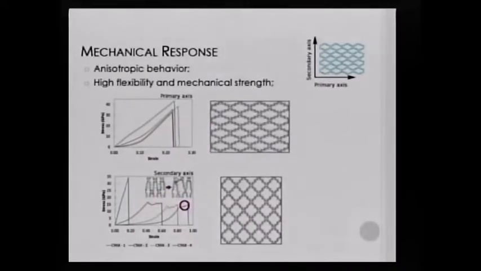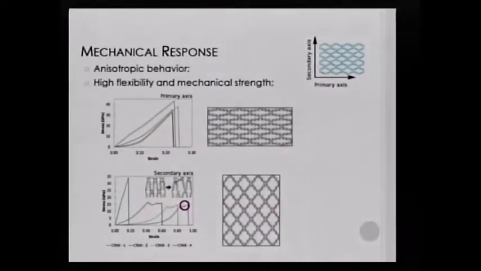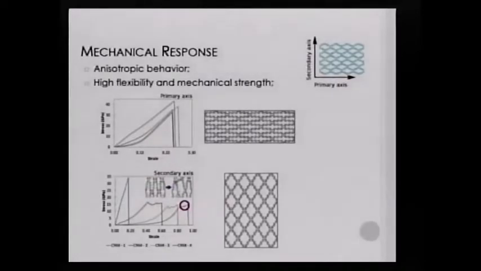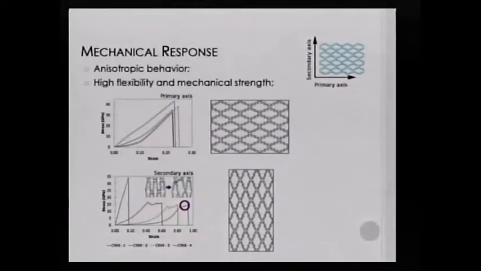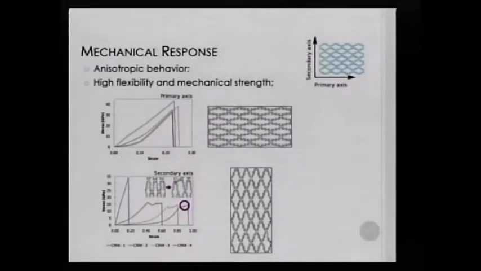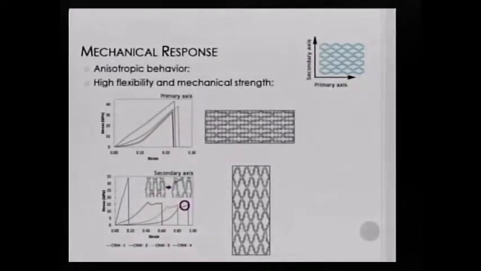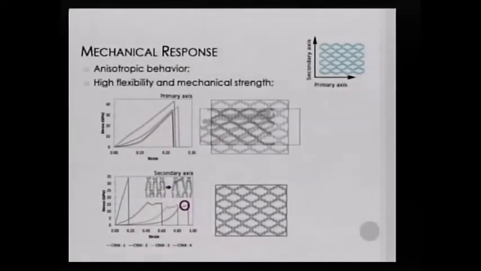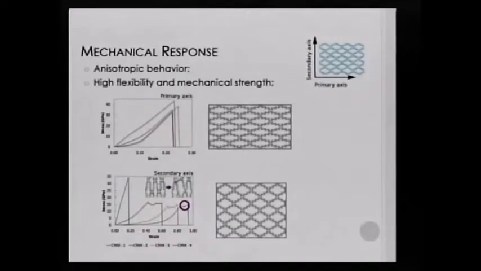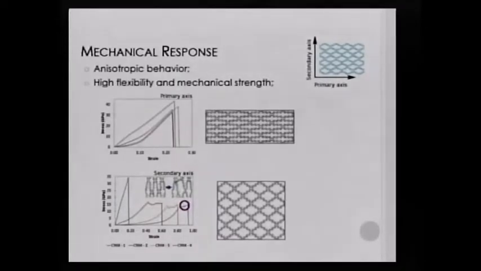So basically, you have to undo the morphology of the structure and then start to deform it the other way, which allows it to deform a lot more than on the primary axis. Overall, these results show great mechanical strength and high flexibility, which are very interesting for various applications.